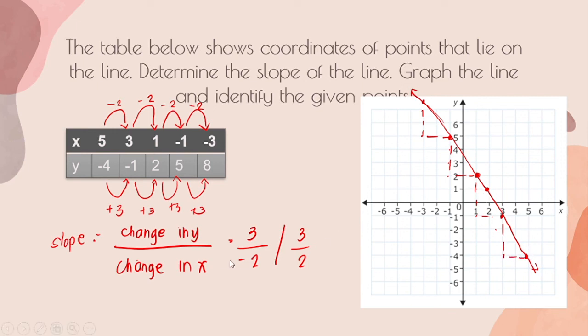So this is how, my apologies for this. So that is how the graph of these points looks like. So let me do the graph. There you are. Alright, so that is how the graph of these points looks like, and the slope is 3 over negative 2, or negative 3 halves.